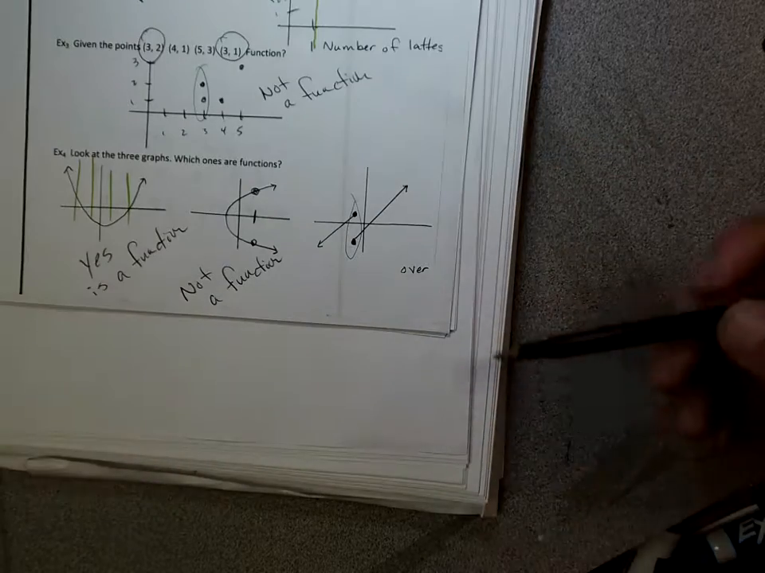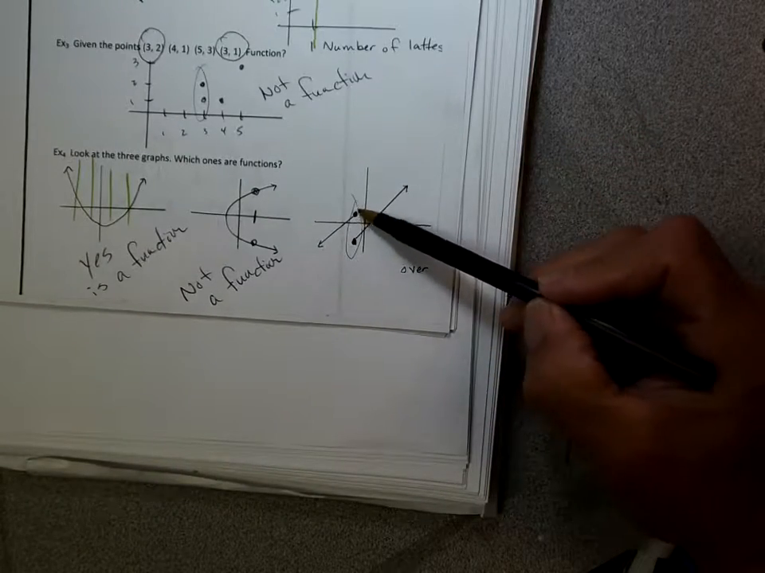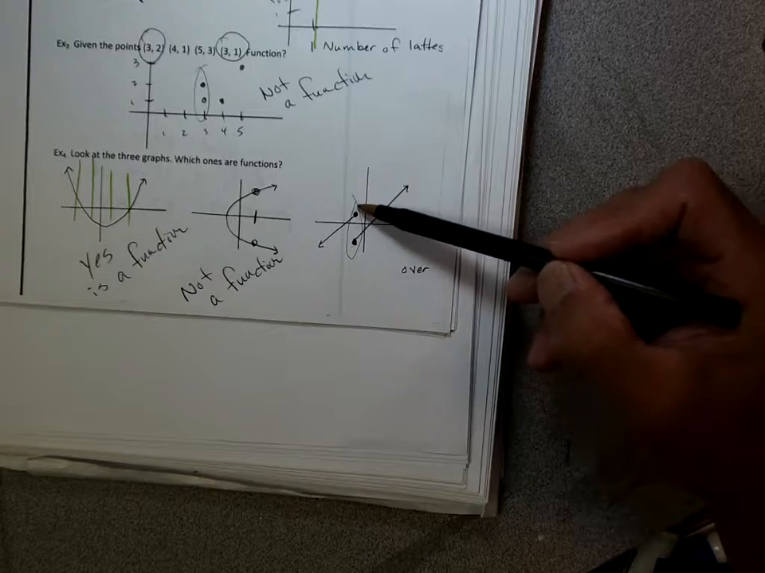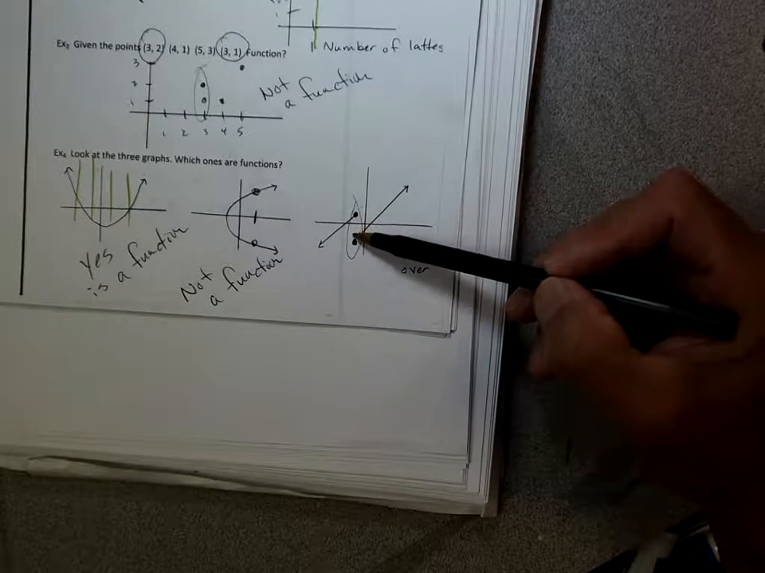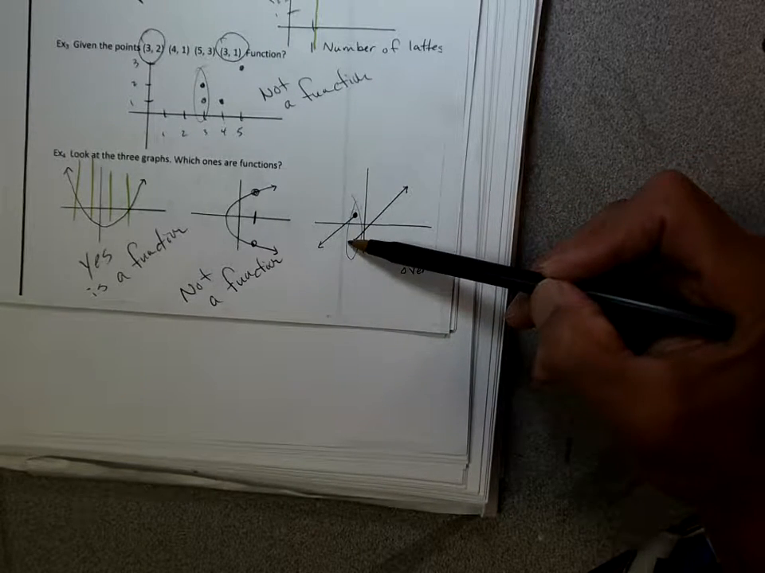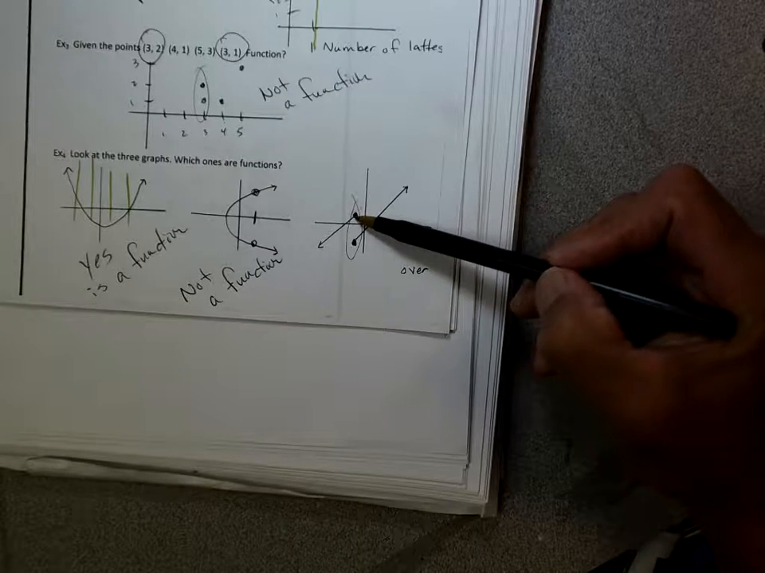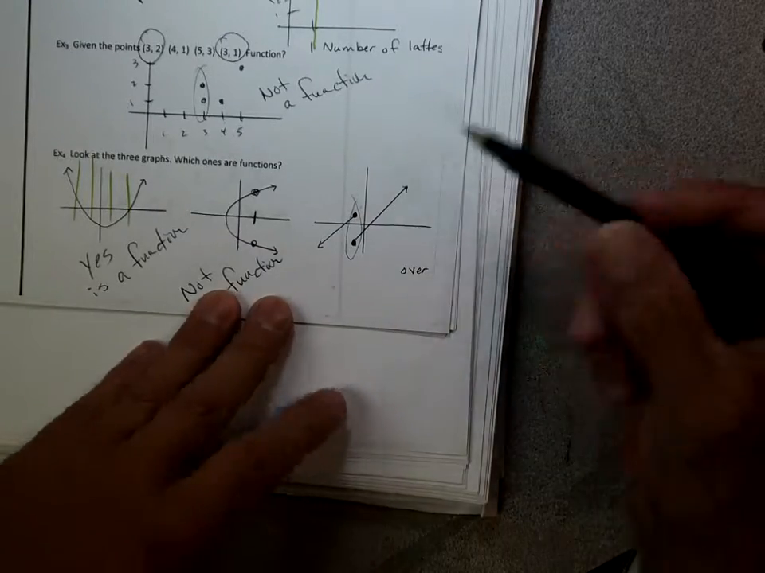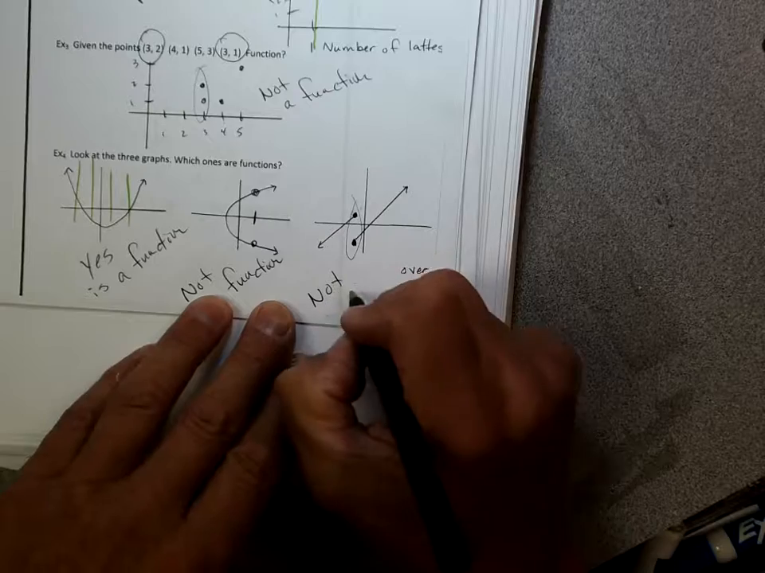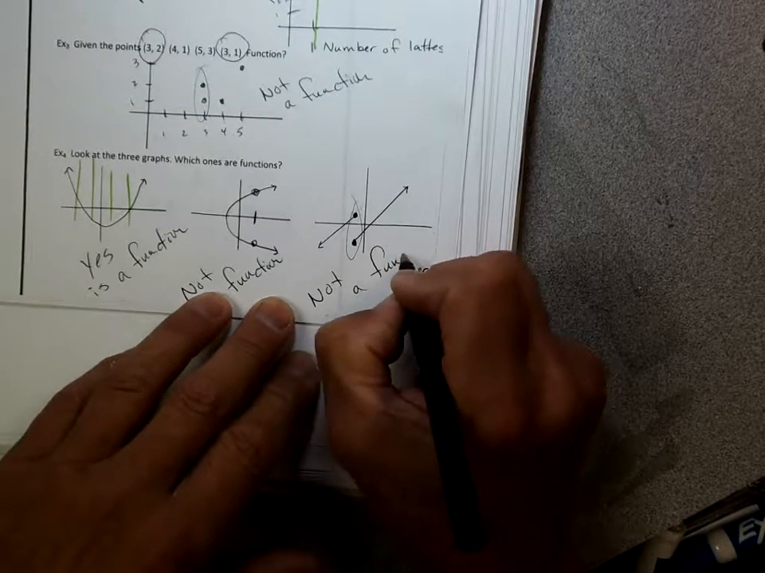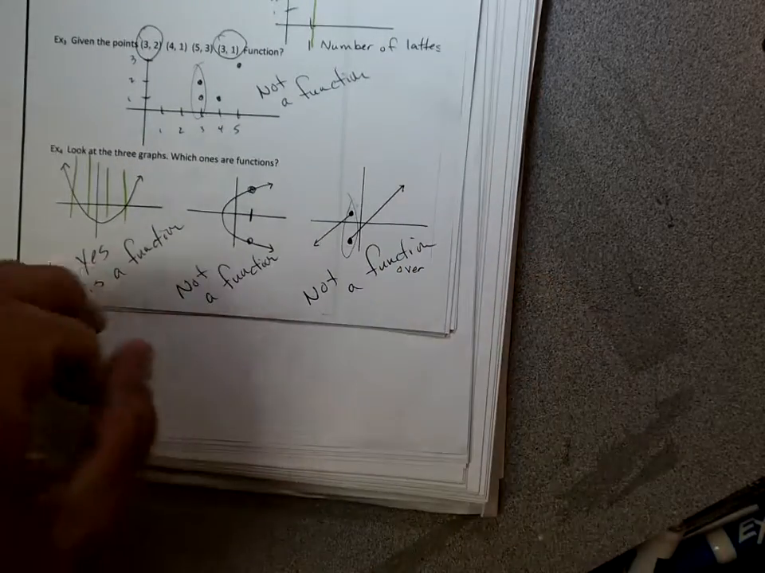Now, there's a way to make this a function. You can do an open circle here on this graph, and it would work, because if that was an open circle, I could pass through the open circle, and I'd hit this one, because an open circle means it does not have a point there. But I drew this one with 2 solids, so no, not a function. Okay, looks great, huh? How am I doing?